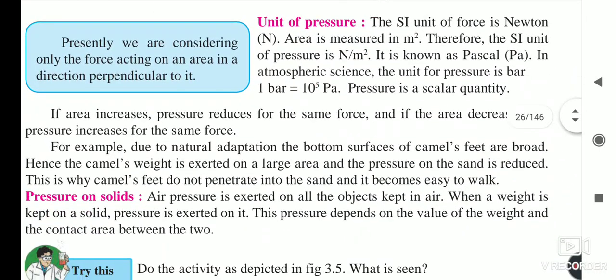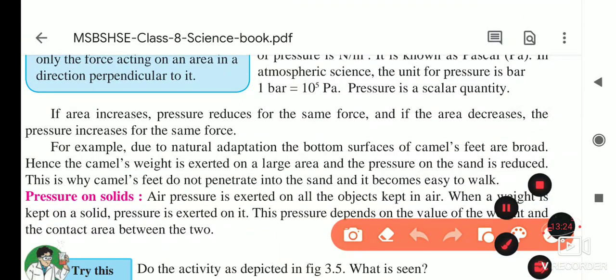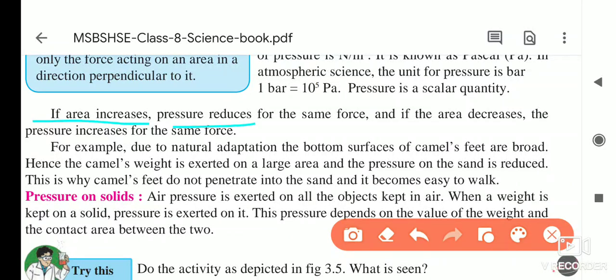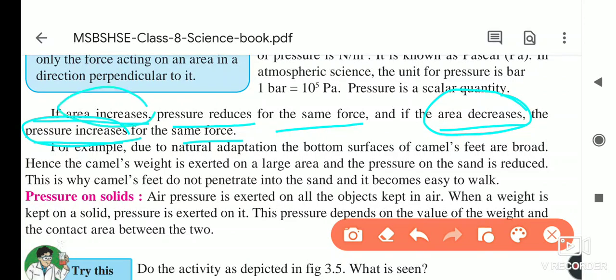Next, as I just told you, if the area increases, the pressure decreases for the same force. If the area decreases, the pressure increases for the same force. If we apply the same force but the area is less, then the pressure increases. That is the relation. And if the area increases, the pressure reduces. Between them there is an inverse variation.